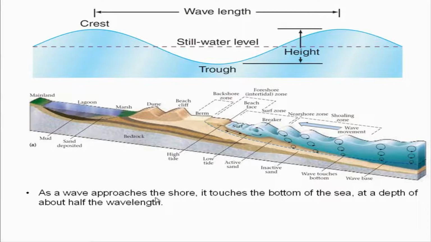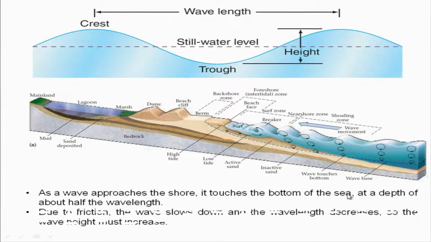As a wave approaches the shore, it touches the bottom of the sea at a depth of about half the wavelength. In the deeper part, the motion will be different, but as it moves closer to the coast, the depth varies, as well as the motion in which it was moving. It will be different from the deep waters.